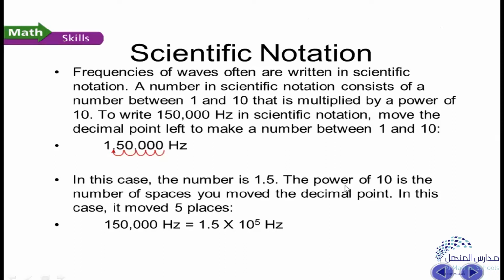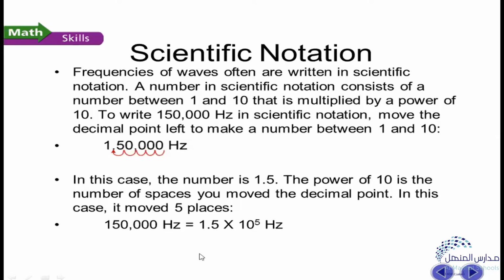Scientific notation. Frequencies of waves are often written in scientific notation. A number in scientific notation consists of a number between 1 and 10 that is multiplied by a power of 10. I don't know if you have studied this in math yet. We cannot write 50 million with this whole number of zeros, so we use this notation, or the power.